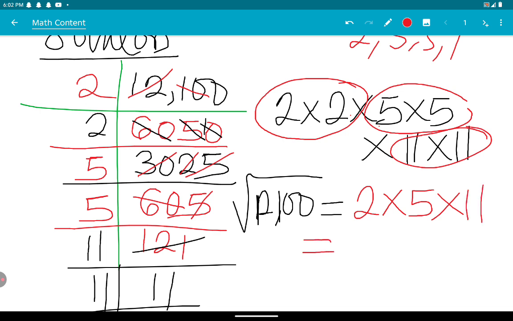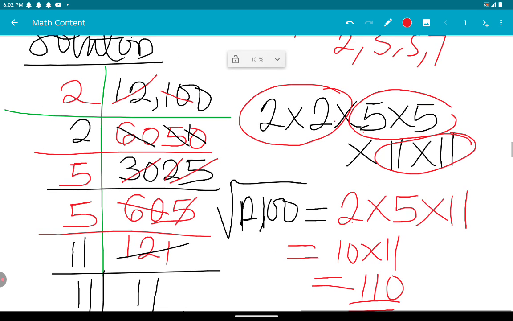Then you multiply 2 times 5, that's 10, times 11, and I'm going to get 110. That's how you find the square root of numbers, no matter how large the number is. Stop using a calculator. Bye.